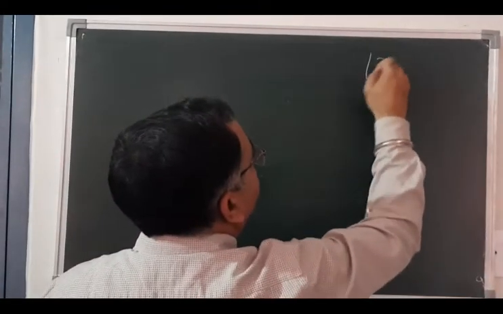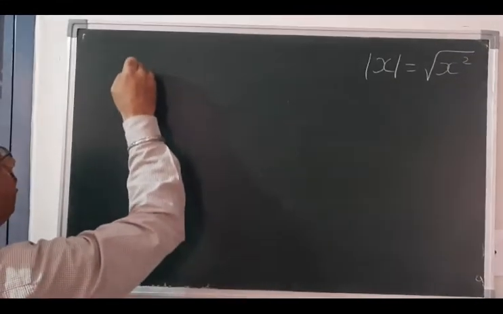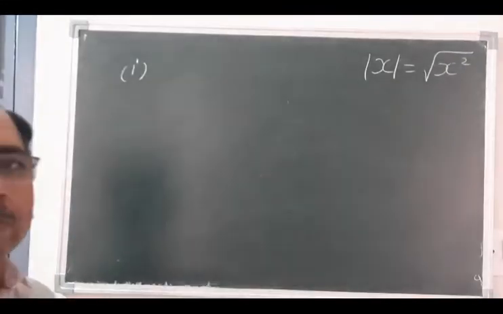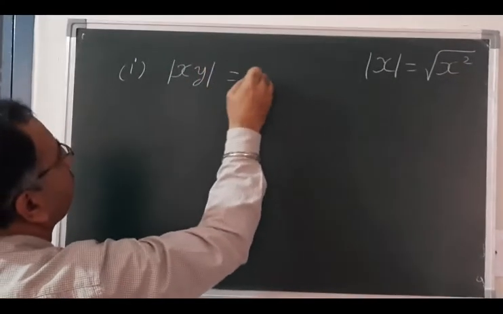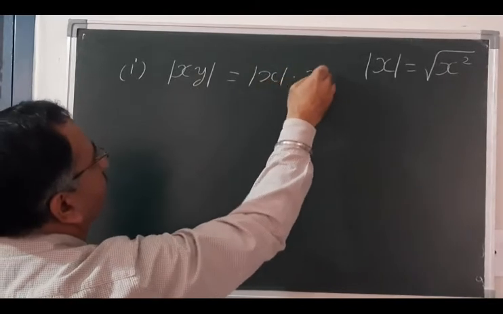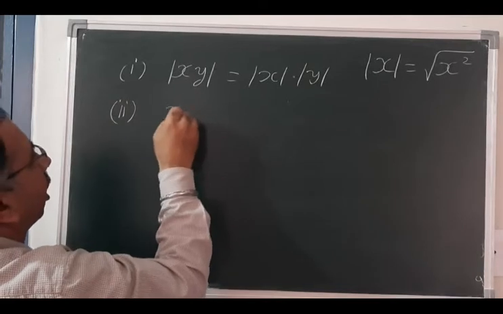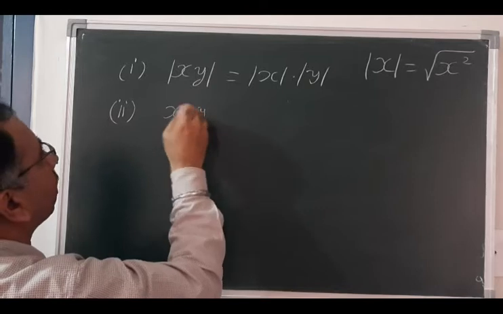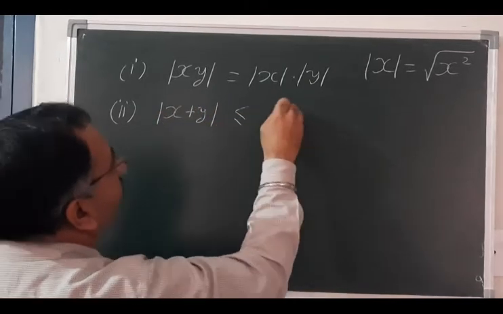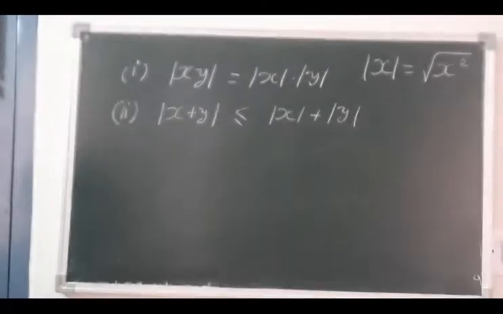So now using the definition of mod x, I'll prove some results. Number one, I'll prove if x and y are two real numbers, then mod of xy is equal to mod x times mod y. Second, I will prove if x and y are two real numbers, then mod of x plus y is less than or equal to mod x plus mod y.